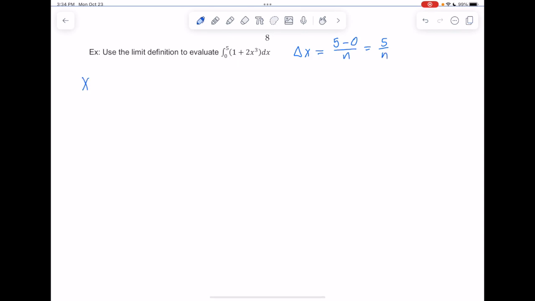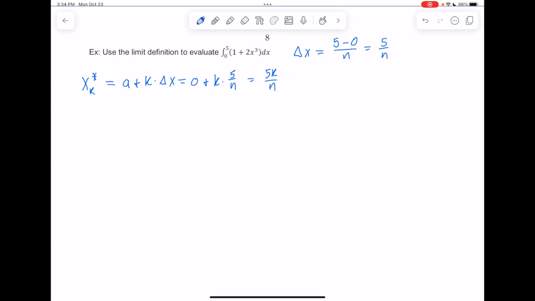We need to come up with our x sub k star formula, which is going to always be using the formula a plus k times delta x. So a is your lower limit, which in this case is 0, plus k times delta x, which is 5 over n. So this one works out nice because the 0 goes away, so we just get 5k over n. So there's our x sub k star.